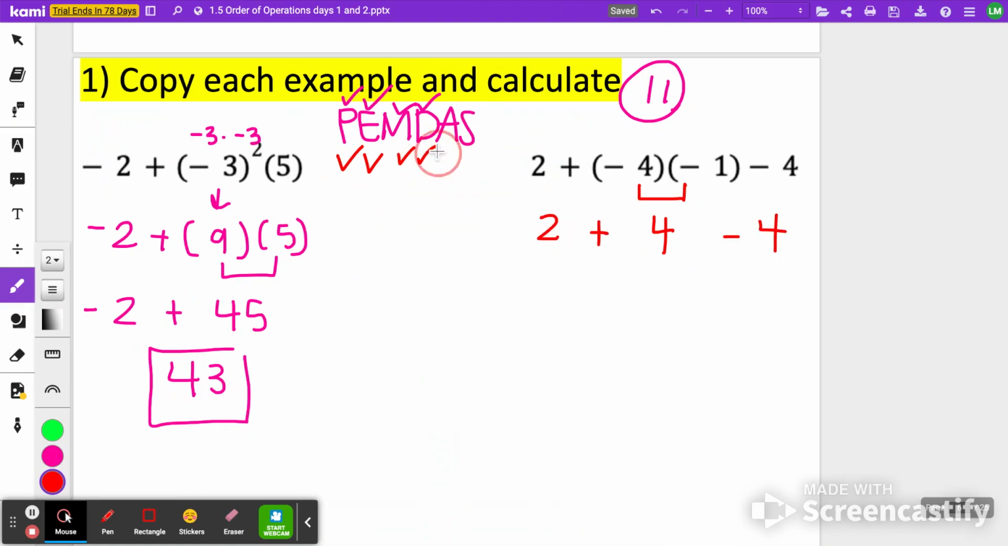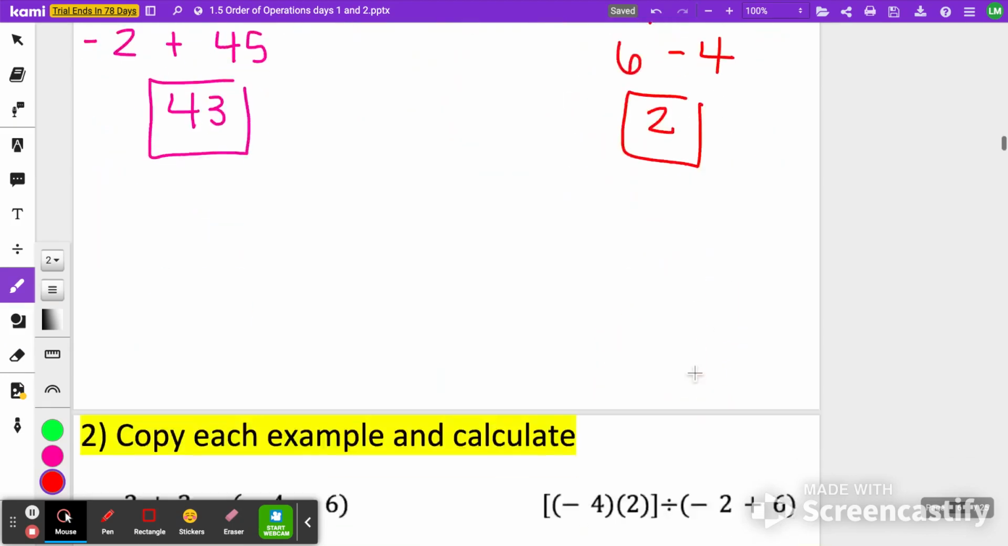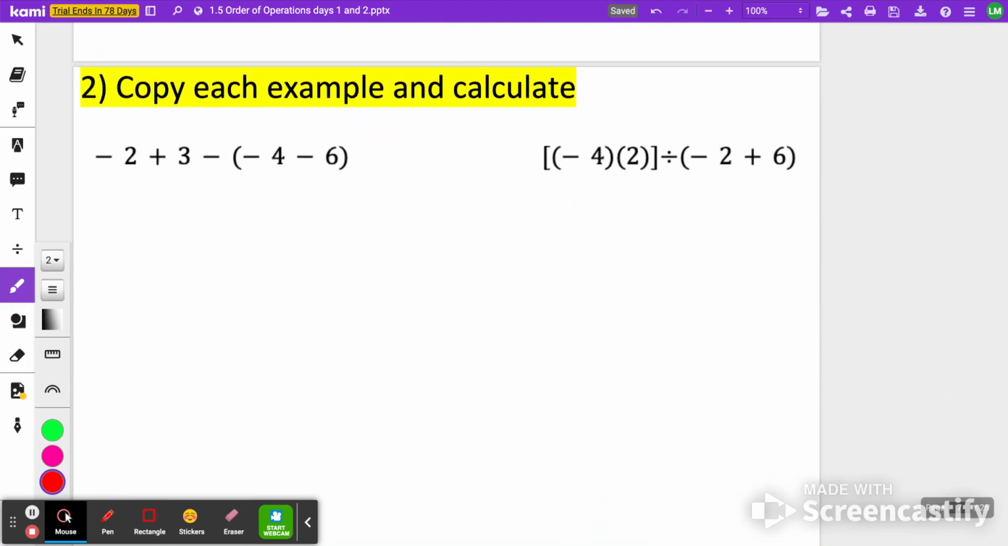I'm done with multiplying and dividing. Last but not least, order of operations, adding and subtracting. I got to start with these two first, ordering from left to right. 2 plus 4 is 6, and then I'll do 6 minus 4, which is equal to 2. Here are our next two examples. Again, we would like to take time now to pause the video, try these on your own, and when you're ready to check, click play.